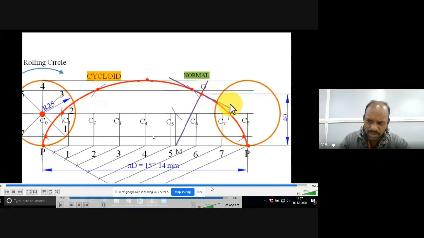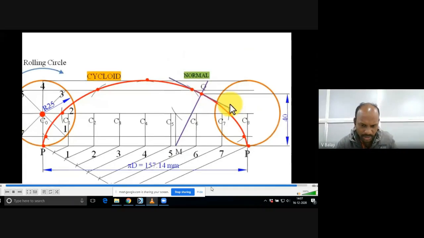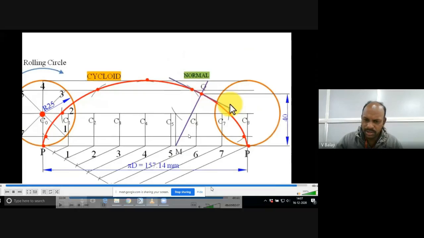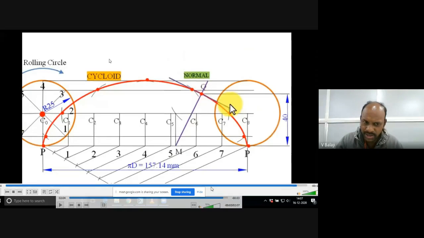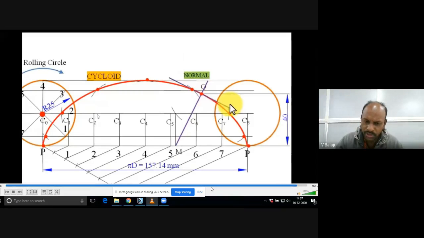If this procedure is familiar to you, then you can even apply it for the epicycloid. That is the next problem. You can use the same procedure steps for constructing the epicycloid and even the hypocycloid. So if you understand this problem clearly, you can answer two more problems with small modifications.